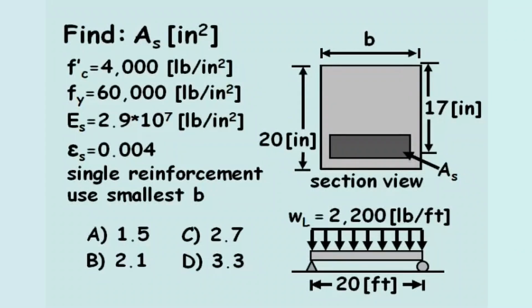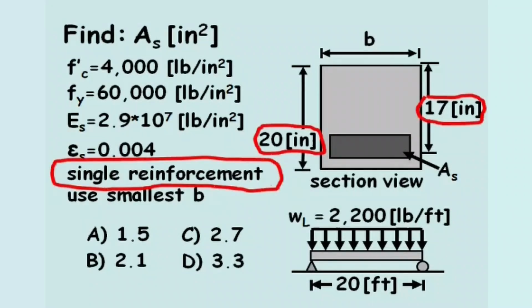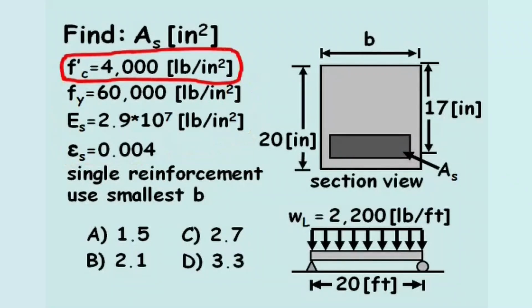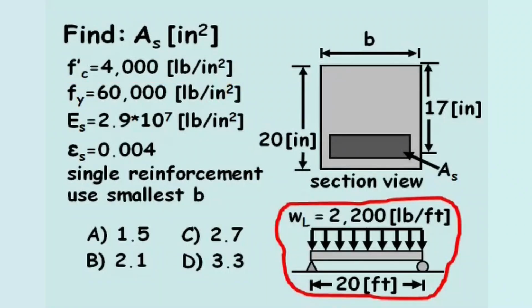Find the area of steel in the beam in inches squared. In this problem, a singly reinforced concrete beam has a height of 20 inches and a depth of steel of 17 inches. The strain, yield stress, and Young's modulus of the steel are provided, as well as the compressive strength of the concrete, F'c. The beam is simply supported, having a continuous live load of 2,200 pounds per foot. The problem states to use the smallest beam width, B.